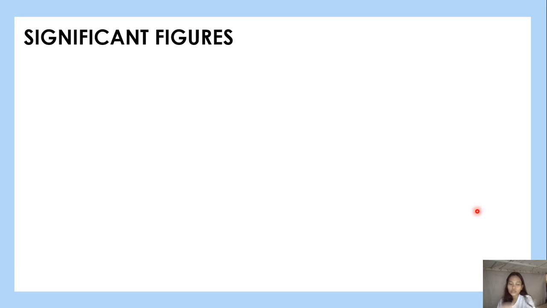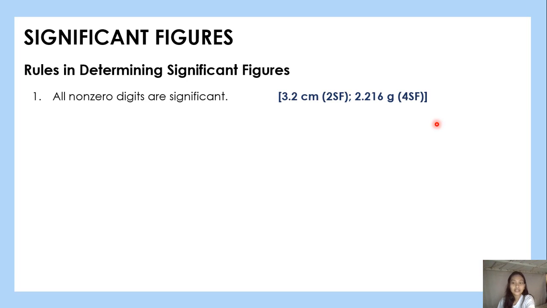So also, scientists have this system called significant figures, which they use in measuring uncertainties of the results that they were able to gather. So that is how significant figures are used in science. This also has rules, so let's tackle those rules. Just a quick review, because we've been encountering them many times. So, rules in determining significant figures.